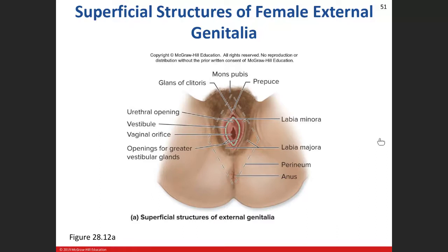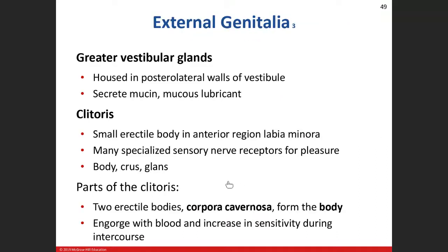I know I'm skipping back and forth a lot. So again, this is another structure that during sexual intercourse becomes engorged with blood, and it can become erect, but it has plenty of nerve receptors there for pleasure during intercourse.